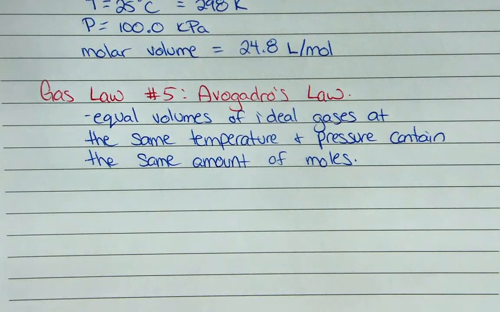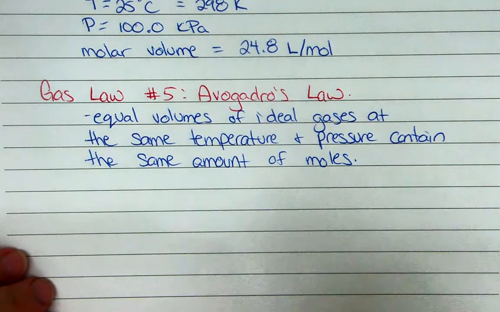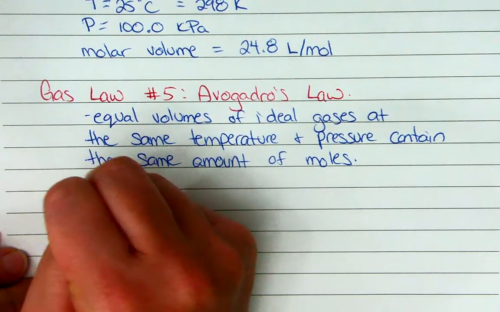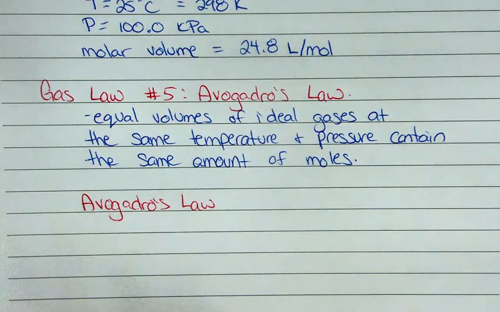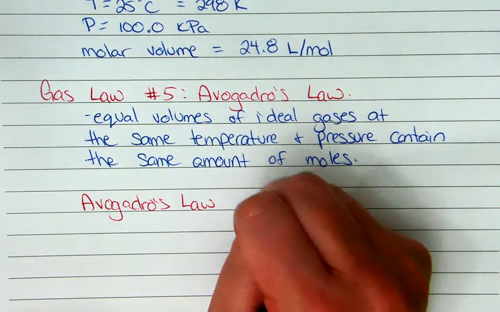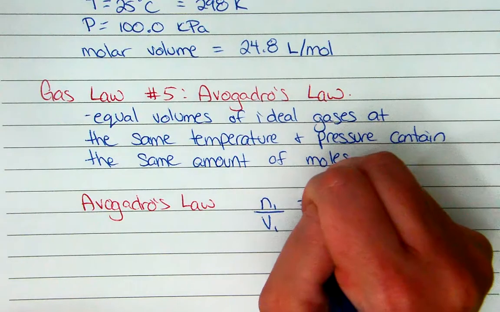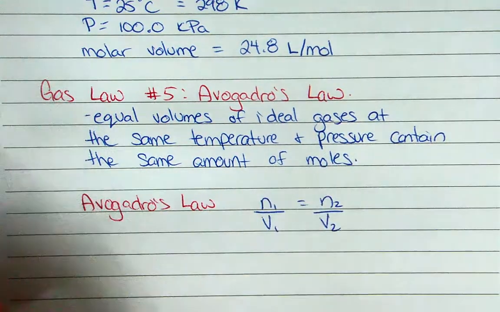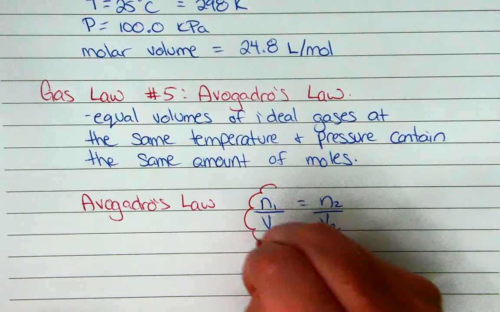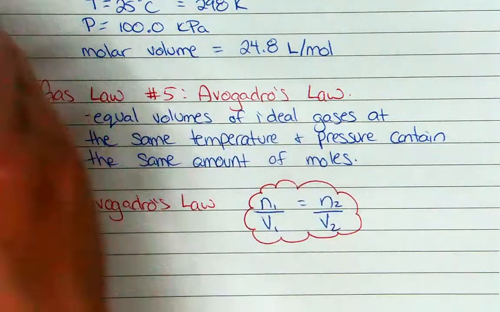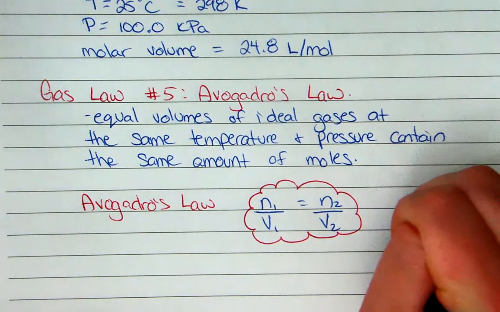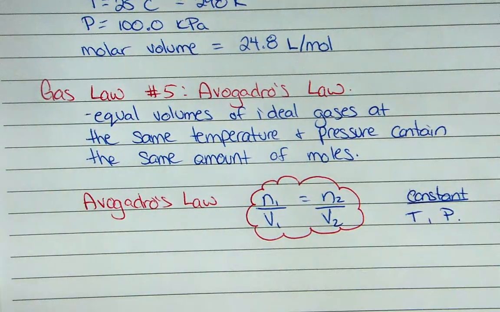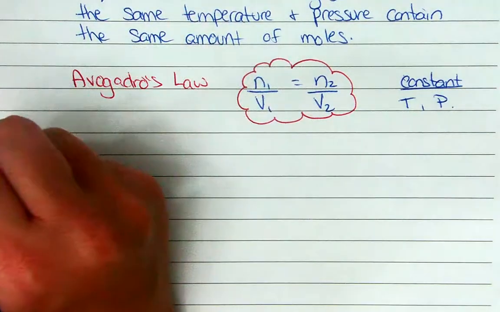So this law says that equal volumes of ideal gases at the same temperature and pressure contain the same number of moles. In formula form, what is Avogadro's law? The number of moles divided by volume equals number of moles divided by volume. What's constant here? Temperature and pressure. Put it into action.